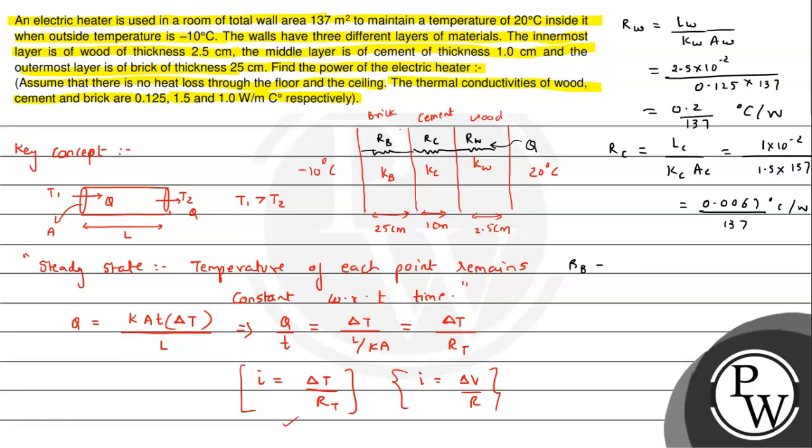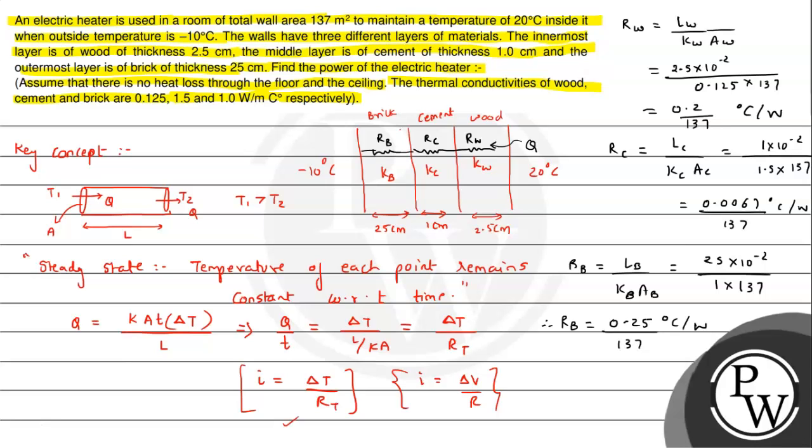Similarly, we will calculate it for brick. So brick के लिए लिखेंगे L_B upon K_B into A_B and that will be equal to L_B की अगर हम देखें, so it will be 25 × 10 raised to minus 2 divided by ये तो 1 गिवन है हमें और 137, so ये वैल्यू आएगी 0.25. R_B मिल रहा है 0.25 divided by 137 degree Celsius per watt.